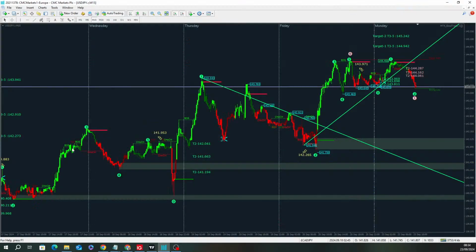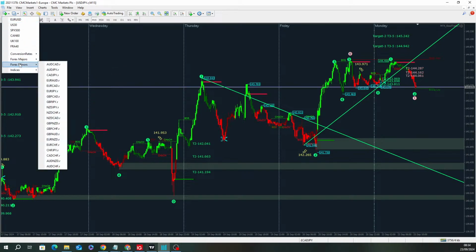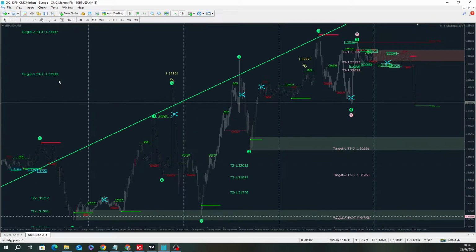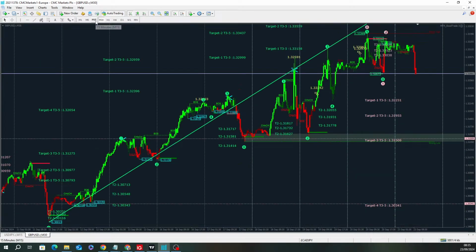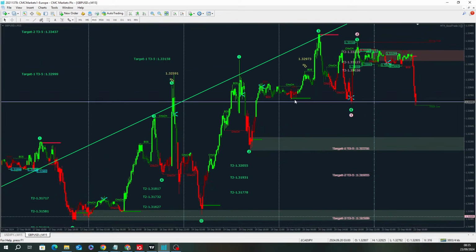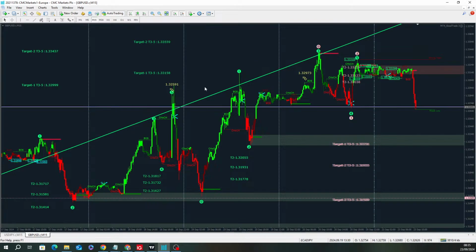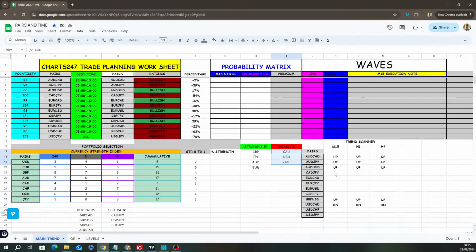So if we go to the chart, this is the 15 minute chart of the US dollar, Japanese yen. Let's go to the pound US dollar. So the pound dollar, this is the pound dollar. We want to open all these pairs so we can find the one to trade.